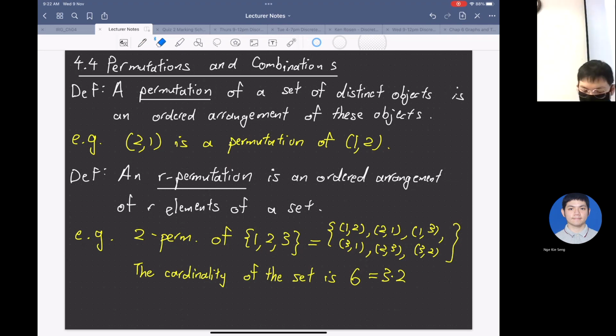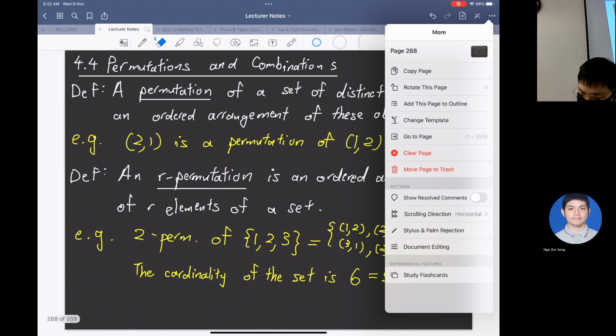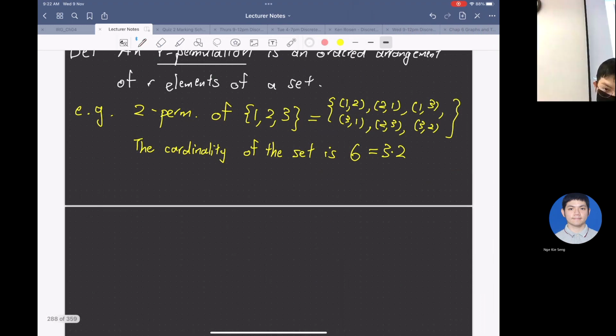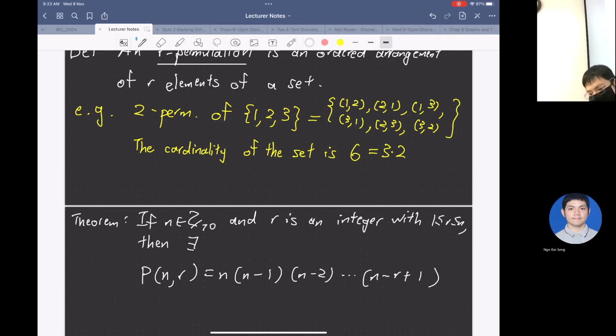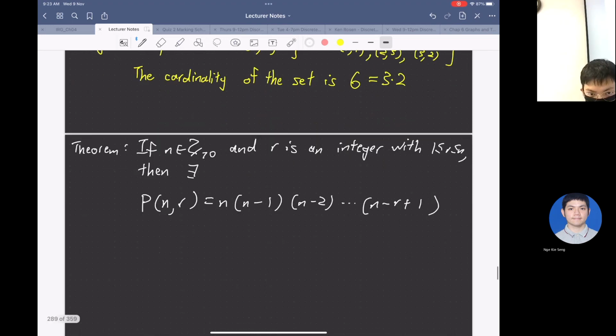So in general, how do you count it? If n is a positive integer, then there are, and we use the notation P(n, r), n times (n minus 1) up to (n minus r plus 1) r-permutations. This is the general formula.